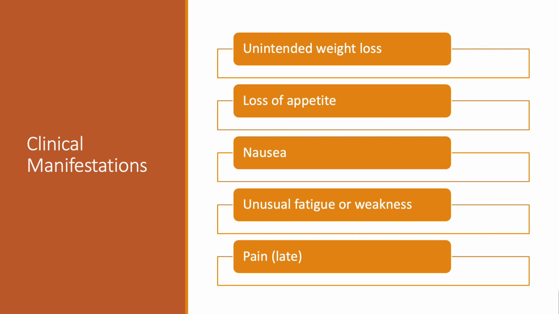Clinical manifestations of cancer. When you're asking your patients about those constitutional symptoms, when you begin your subjective assessment, you're asking them if they've had any unintended weight loss or loss of appetite. They should not be losing weight without trying, and people should not lose their appetite. Appetite is a sign of a healthy person, so losing an appetite is a sign that something could be wrong. Nausea without cause, unusual fatigue or weakness.